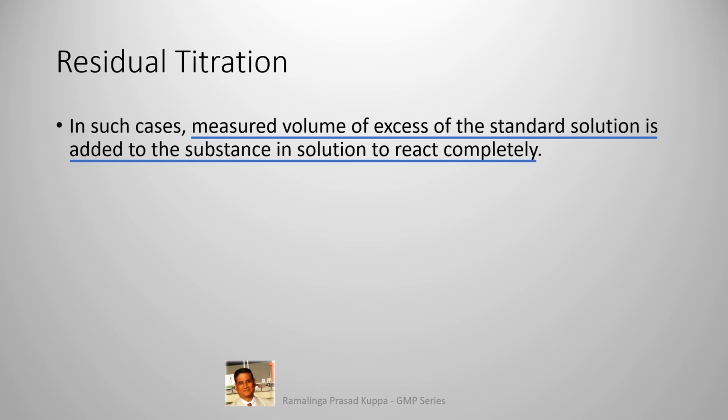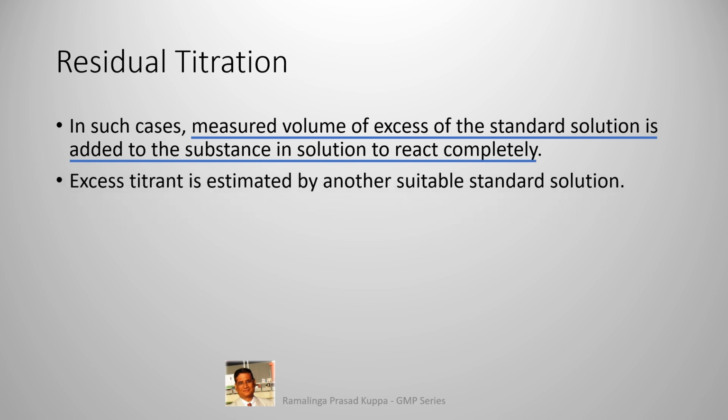In cases where the reaction between the reactant and the titrant is slow, the direct titration method is not suitable. It takes longer for the reaction. You need extended contact time. In such cases, the residual titration method works well. The contact time of titrant and reactant is longer. Excess titrant is estimated by another suitable standard solution. After the reaction is over, the leftover titrant is estimated by another standard solution.